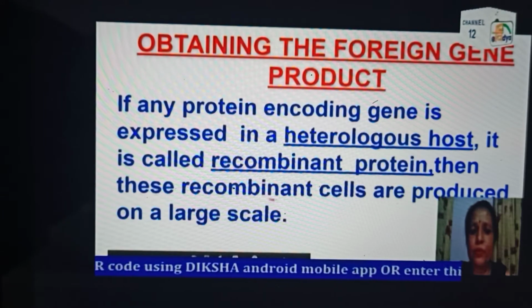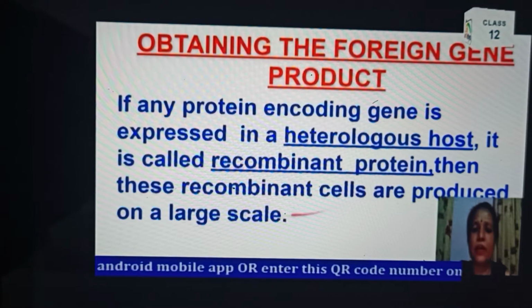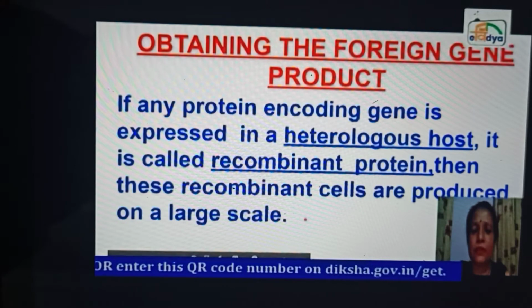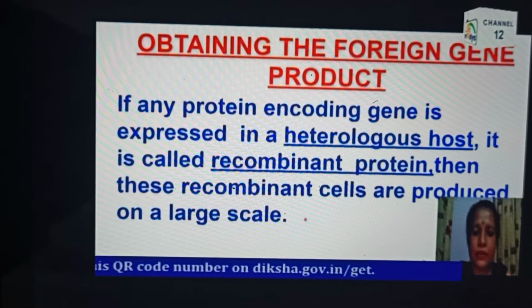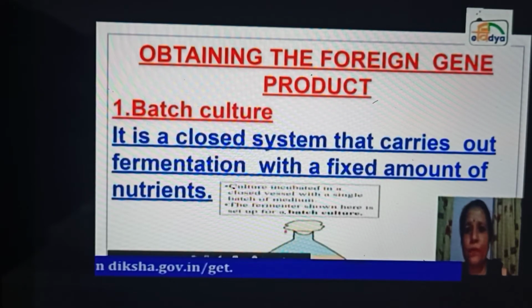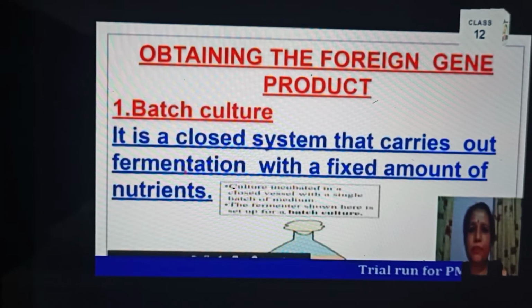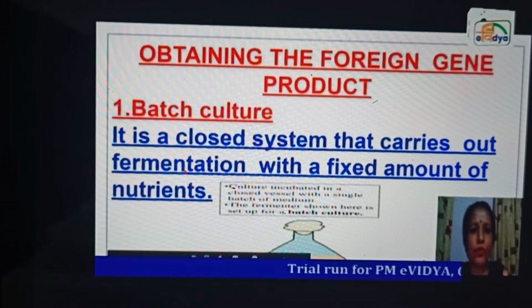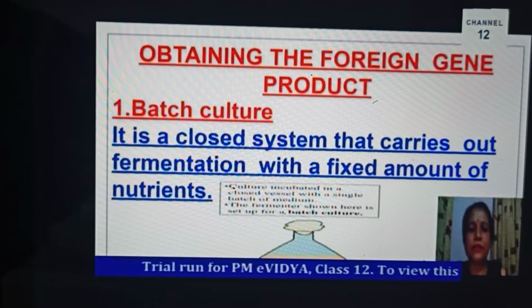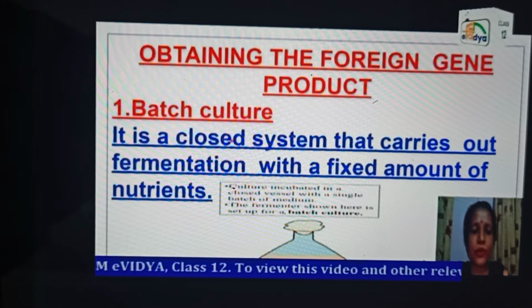Now these recombinant cells which are carrying the recombinant genes are to be produced on a large scale so that we can get a large yield of our product. So here in order to obtain the gene products, we can follow two types of cultures. One is batch culture and the other is continuous culture. So first we will study what is batch culture.